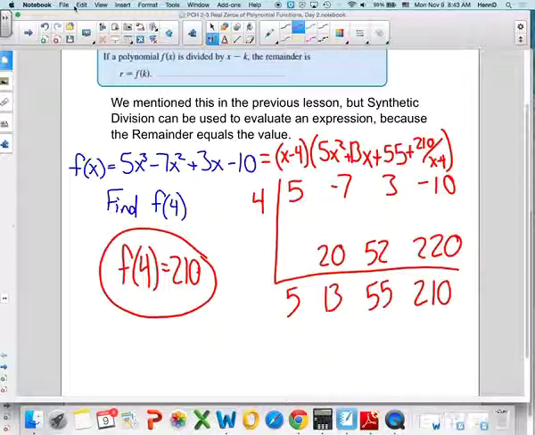We did the 55. Oh, here we just added down 3 plus 52.